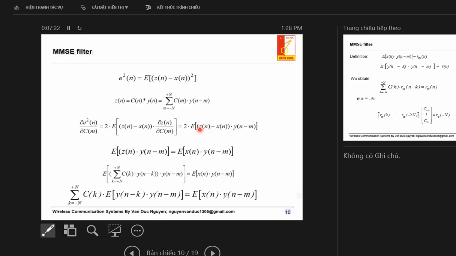This term is the expectation of the difference between the output of the filter and the transmitter signal, multiplied with the input of the filter. So here is z_n minus x_n multiplied with y_{n-m}. And now it is very important information: you need to minimize the cost function here.